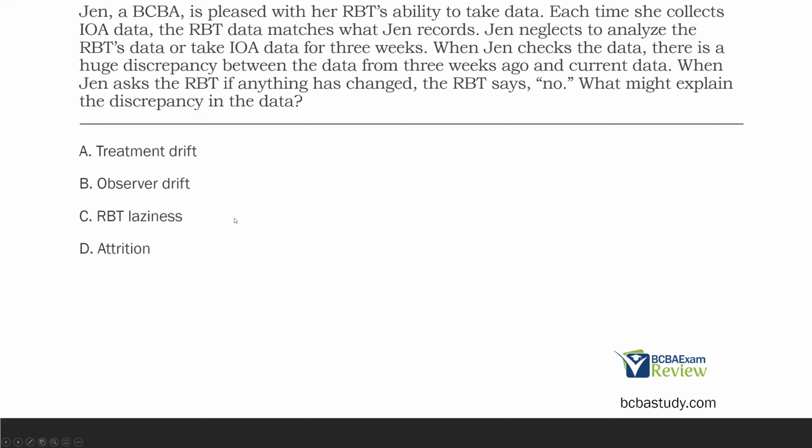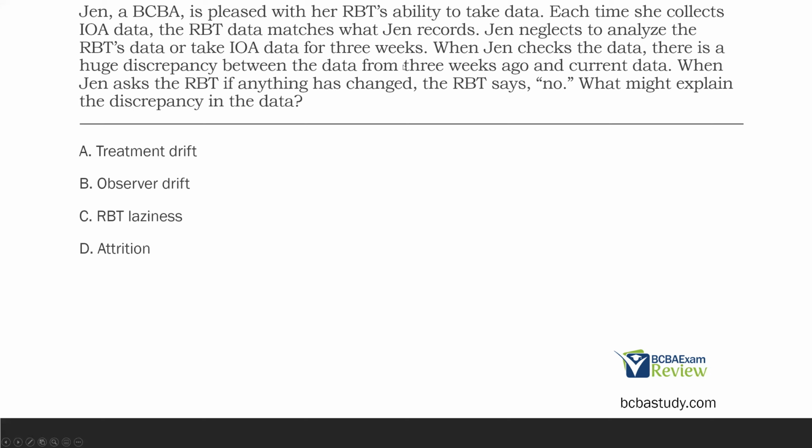You can take good data if your treatment's drifting, right? You might be implementing the wrong treatment, but your observation's correct, okay? However, with your observer drift, even if you're delivering the right treatment, if you're not taking the right data, then your observation is drifting. So in this case, are we dealing with intervention or data? Well, we're dealing with data. The question says data about 100 times, right? It appears observer drift is the cause here, okay?